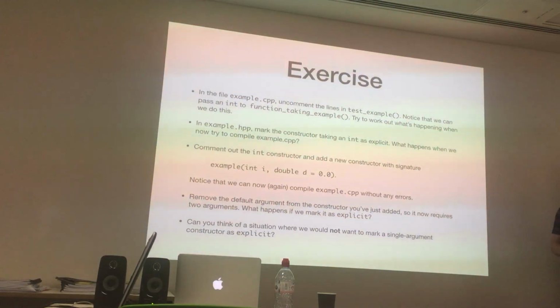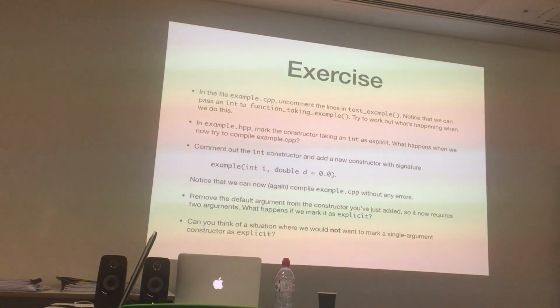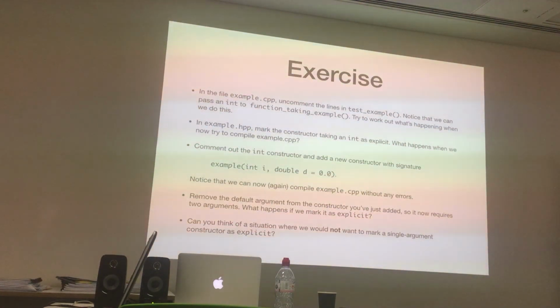No, that was based on the previous example at the beginning. There was an exercise at the beginning, half an hour ago. So based on the exercise, marking the 2-argument constructor as explicit does nothing, but it also is not an error.